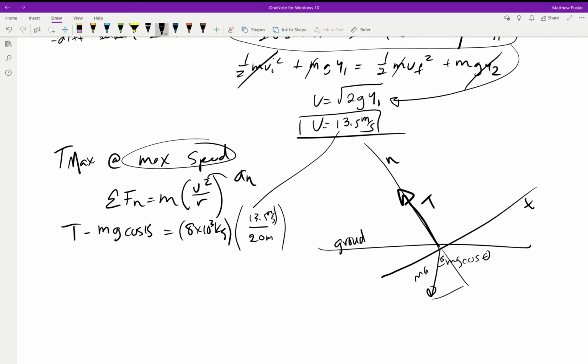Alright, put that mass in here, 9.81 in there, and you can solve for your tension. We end up getting a tension equal to 149 times 10 to the third newtons, or kilonewtons.